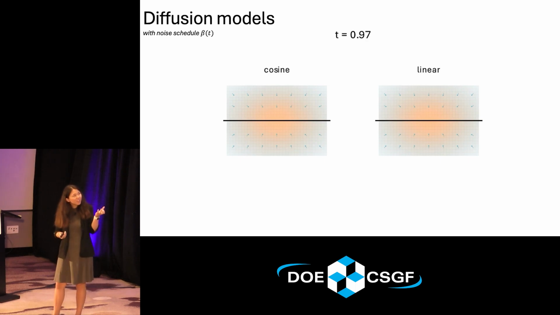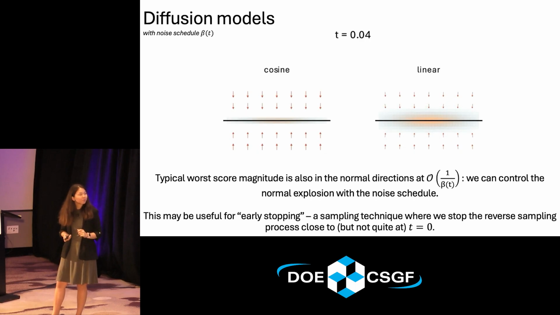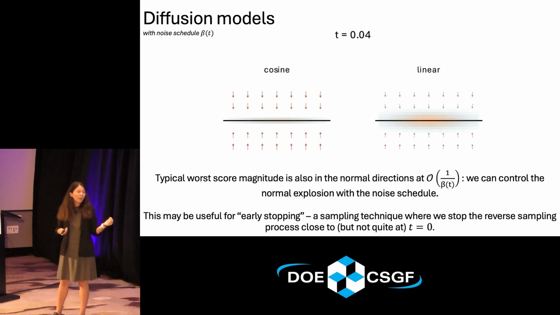Again, you don't really see anything right now, but things get a little more intense towards t equals 0. And you'll see that the cosine side is diverging more quickly towards the manifold. So you see that the red lines are intensifying on the cosine side more quickly. And so we can still derive that the exact explosion rate for this very simple toy example is happening in the normal directions at rate 1 over beta of t, where beta of t is the noise schedule.